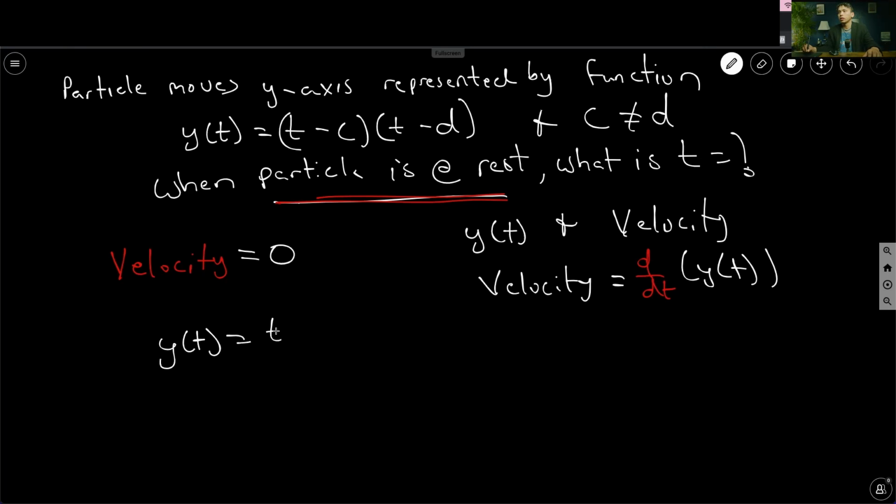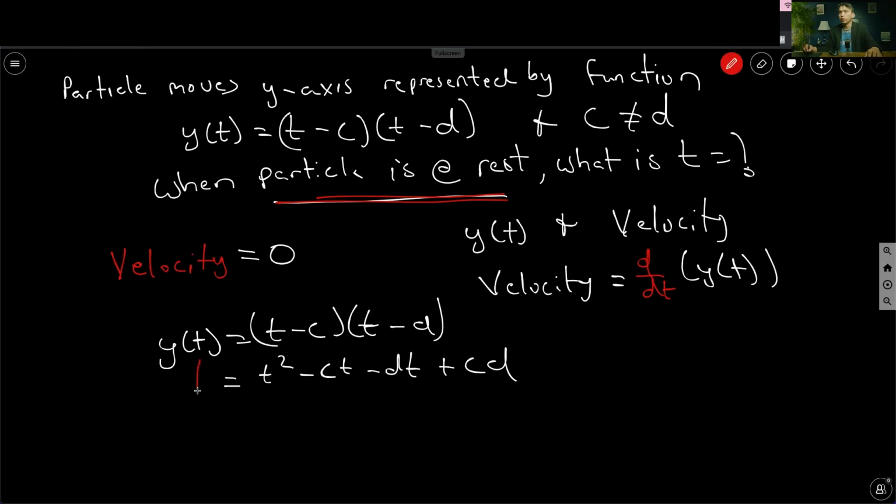So here's our function, and let's take the first derivative of that. Now you can do the product rule, or you can fold this out and then take the derivative. I will just fold it out and take the derivative because it makes it easier. So then this becomes t squared minus ct minus dt plus cd. Okay, and then now we're going to take the derivative of this function.